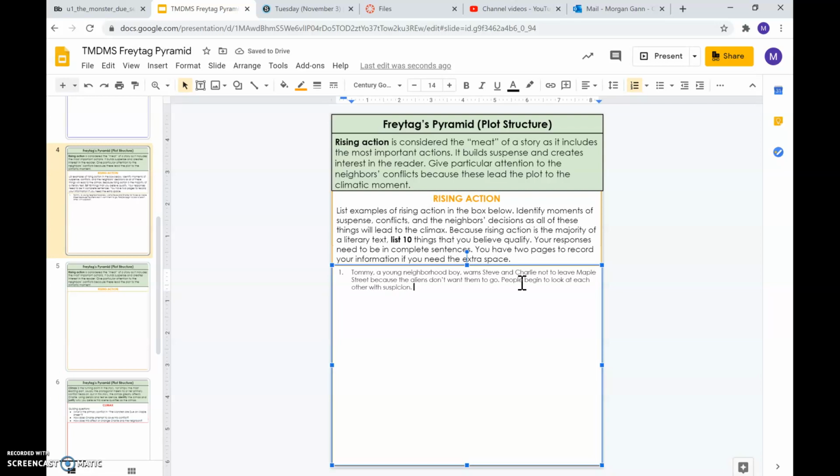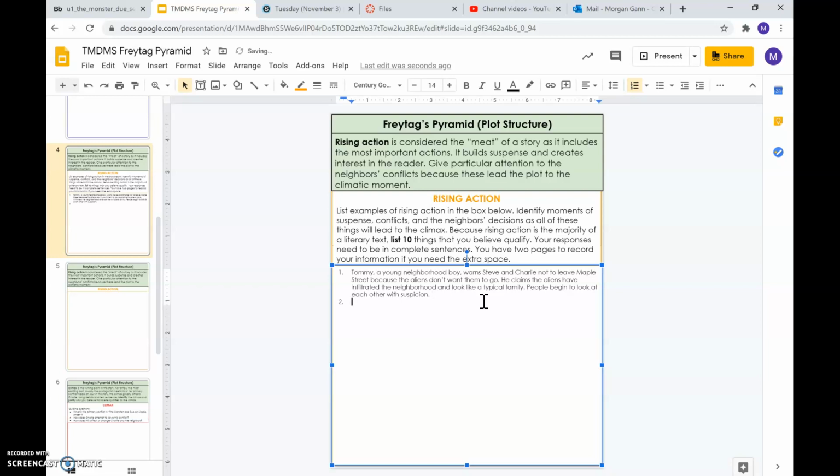Okay, so your first example of rising action: Tommy, a young neighborhood boy, warns Steve and Charlie not to leave Maple Street because the aliens don't want them to go. People begin to look at each other with suspicion. Let's also mention he claims the aliens have infiltrated the neighborhood and look like a typical family. Okay, so we have number 1. Tommy, a young neighborhood boy, warns Steve and Charlie not to leave Maple Street because the aliens don't want them to go. He claims the aliens have infiltrated the neighborhood and look like a typical family. People begin to look at each other with suspicion.